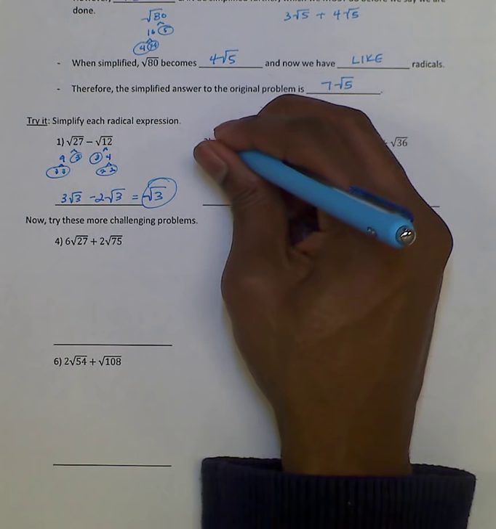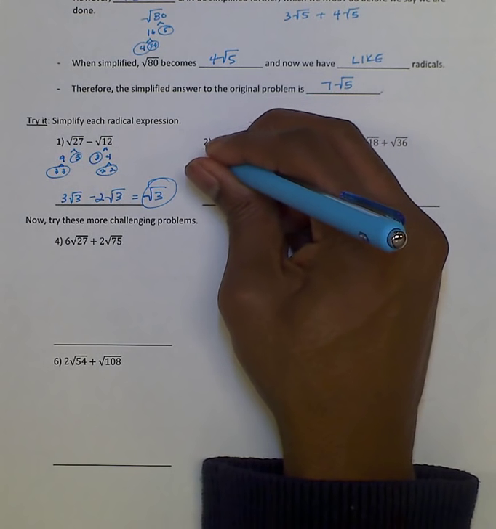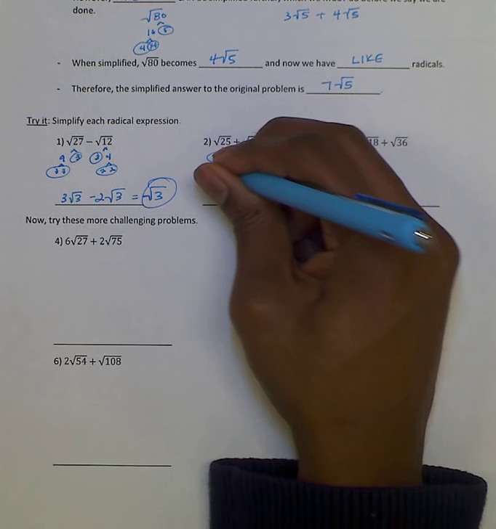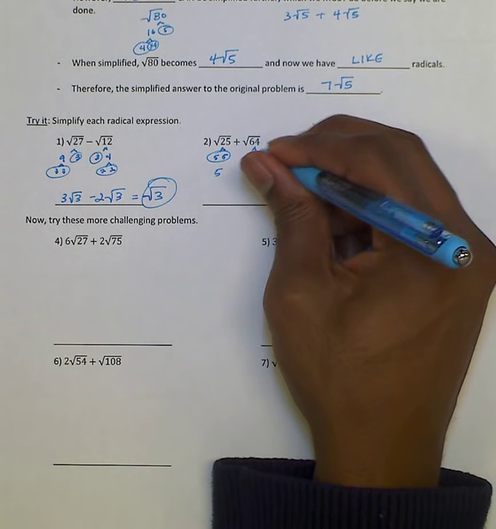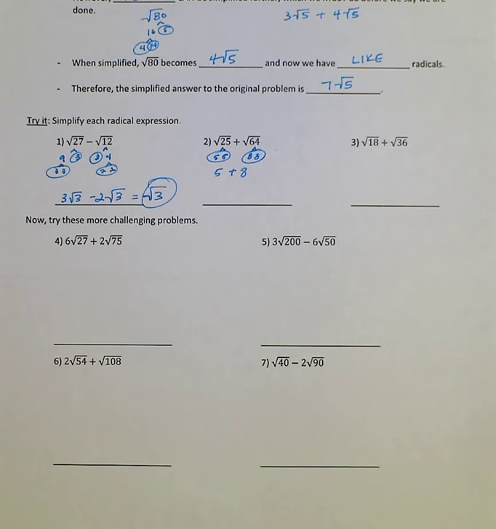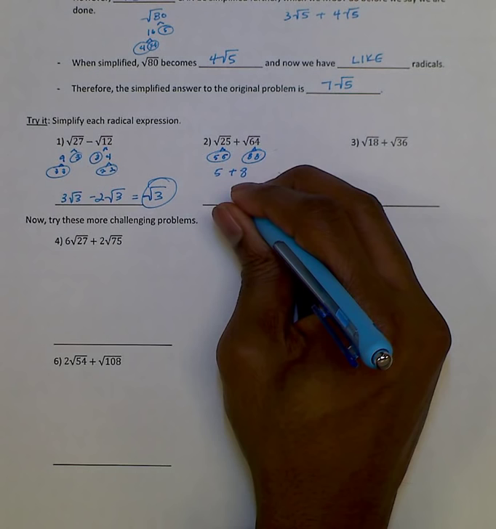Radical 25, that simplifies to give us 5. Radical 64, that simplifies to give us 8. 5 plus 8, can we add those two together? Of course we can. They're numbers, we know how to add numbers. It's 13.